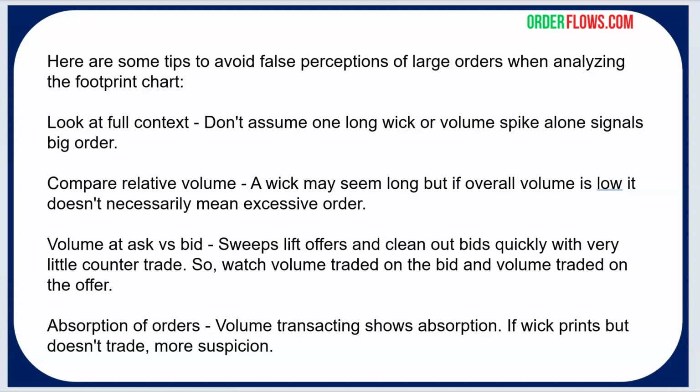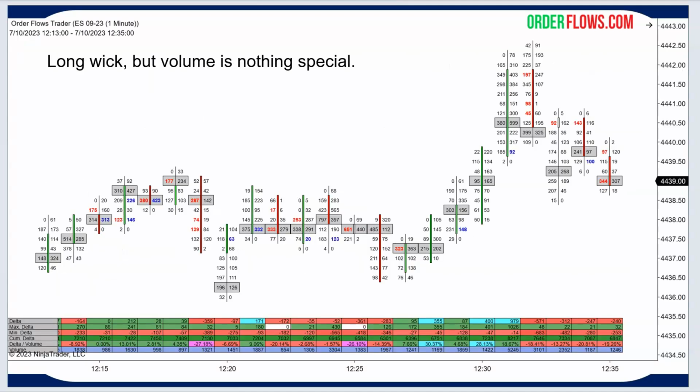Watch for absorption of orders. Volume transacting shows absorption, right? If a wick prints but doesn't trade, be a little bit more suspicious. There's a saying, if it prints there, it can trade there. So if it spikes down, expect it to trade there. If it doesn't, then the market's telling you something else.